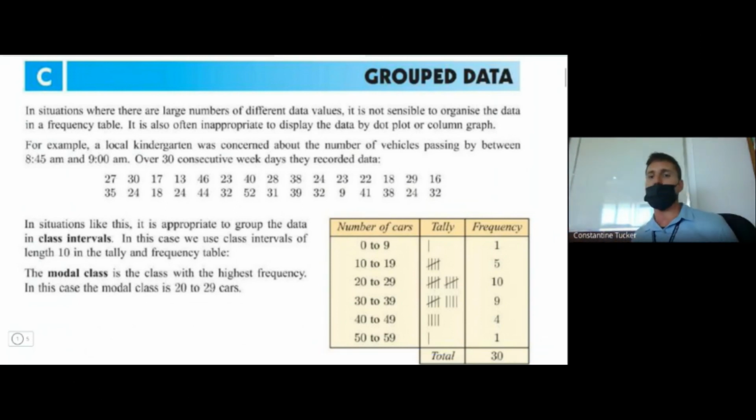I mean, basically, the table is easier because, for example, if I said, okay, how many numbers between 20 and 29? How many? 10. Excellent. How many numbers between 40 and 49? 4. Okay, excellent. How many numbers between 0 and 9?